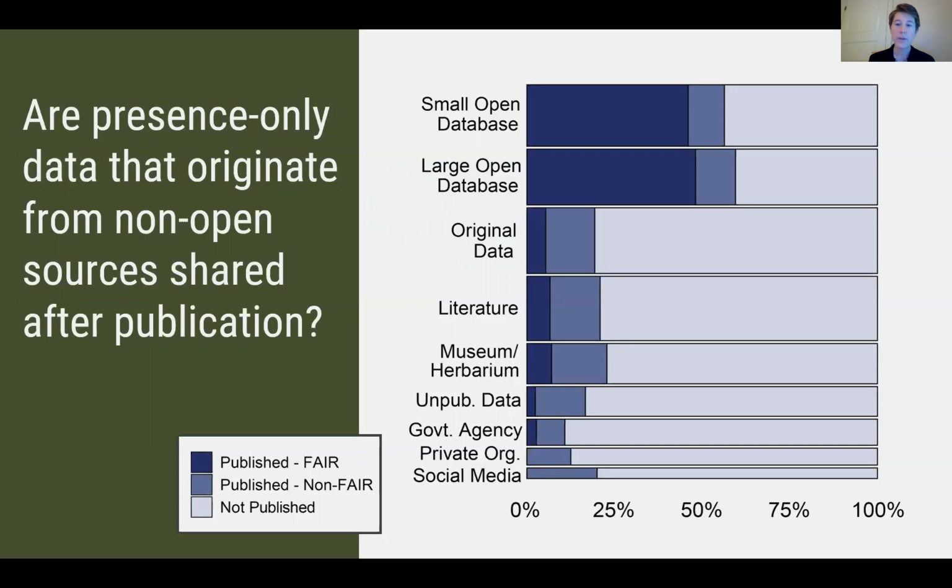The medium shade of blue is data that's shared in a way that doesn't quite meet some portion of that standard, for example, as a standalone appendix to the paper. And then the light blue represents data that isn't shared at all.